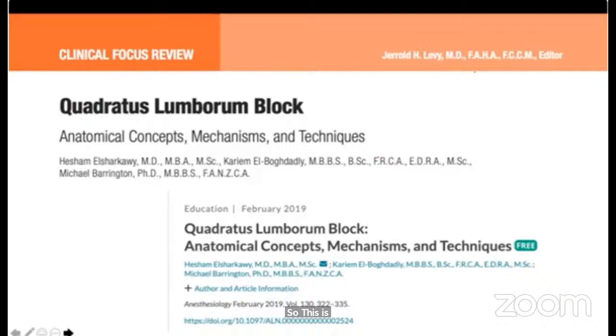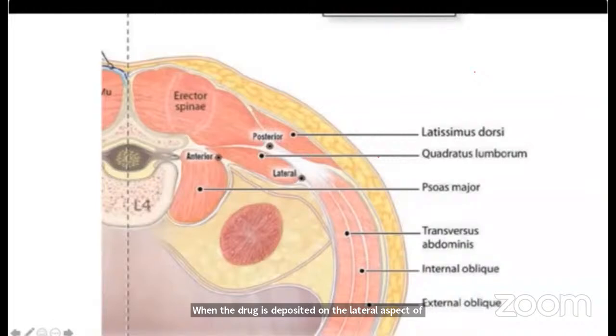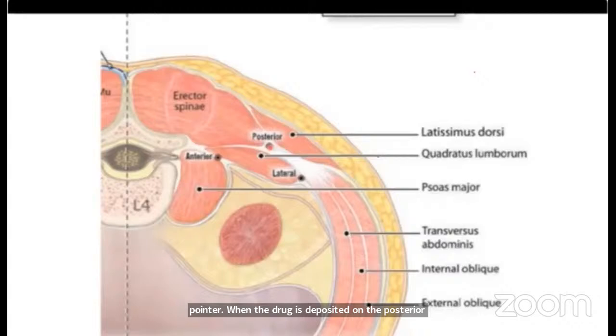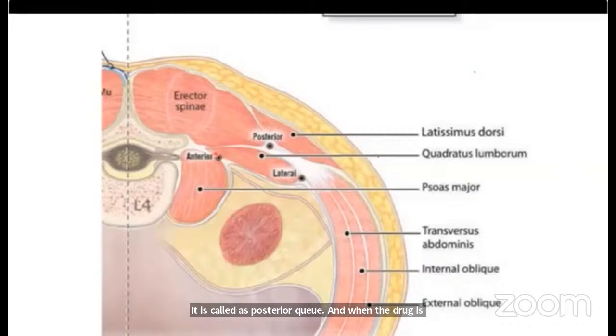This is another landmark article. Those of us who are interested in quadratus lumborum block must go through this article, which is published in Anesthesiology Journal in February 2019. So, a little bit about the nomenclature of QL 1, 2, 3, and 4. When the drug is deposited on the lateral aspect of quadratus lumborum in the fascia transversalis, it is called QL 1 block or lateral QL. When the drug is deposited on the posterior aspect of quadratus lumborum at the lateral edge of erector spinae, it is called posterior QL block. And when the drug is deposited between the quadratus lumborum and psoas major, on the anterior aspect of quadratus lumborum, it is called anterior QL block or QL3.